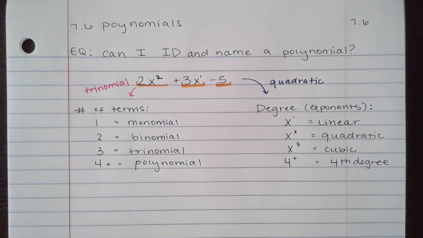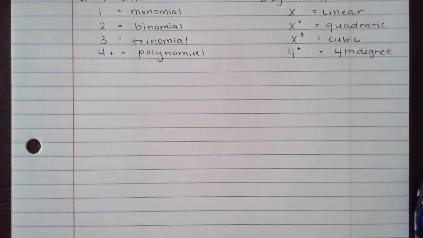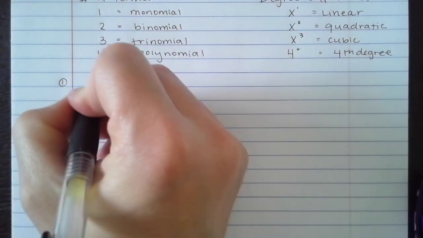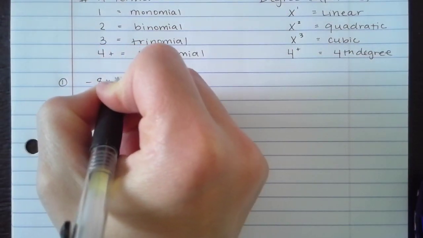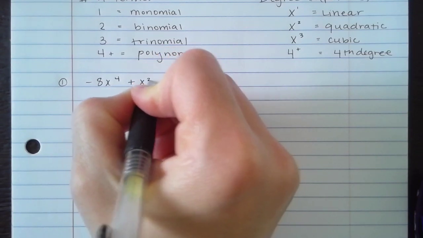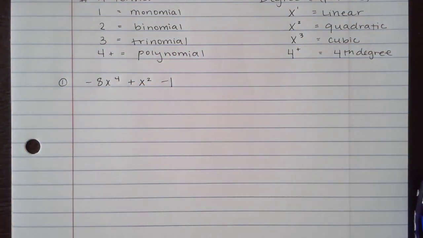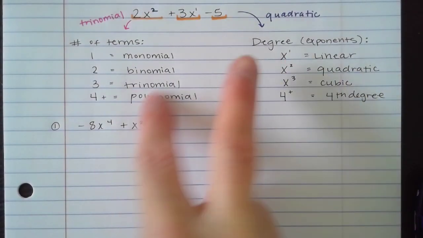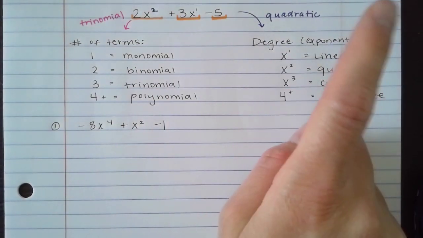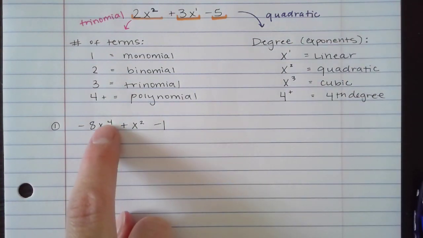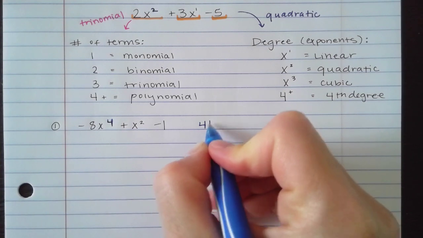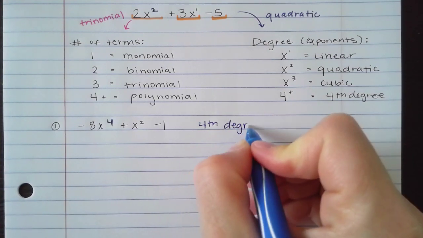Now let's look at an example down here. So all you are doing is naming the polynomial. 1, can I name the polynomial? Negative 8x to the 4th plus x squared minus 1. Firstly, what is the degree? I guess I should have had those flipped. It doesn't really matter. But what's the degree? What's the biggest exponent? And in this case, it's a 4. So in that case, we call that a 4th degree.